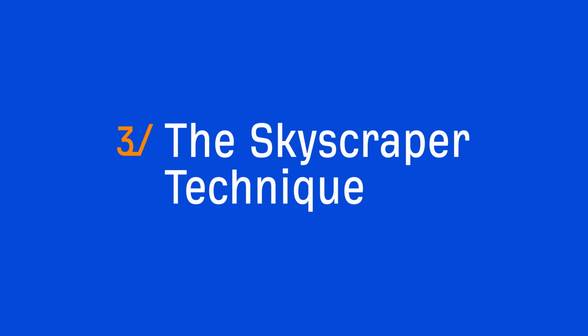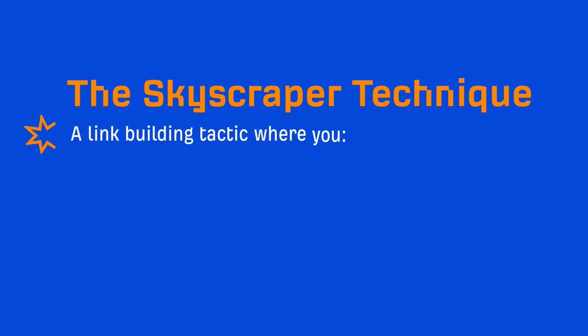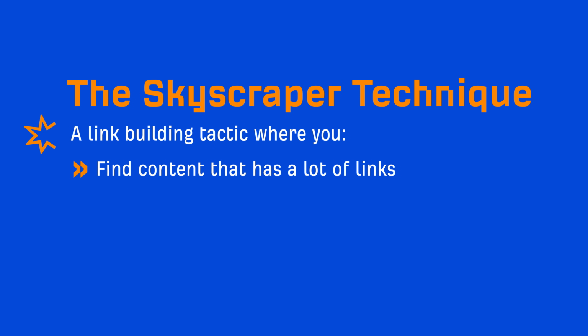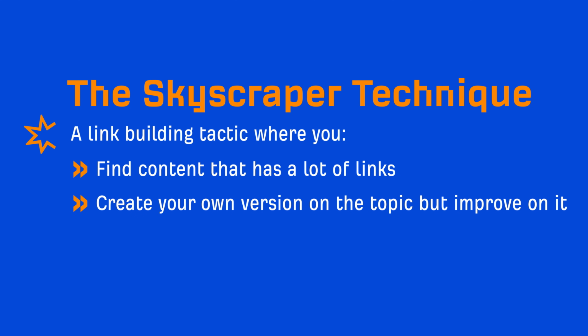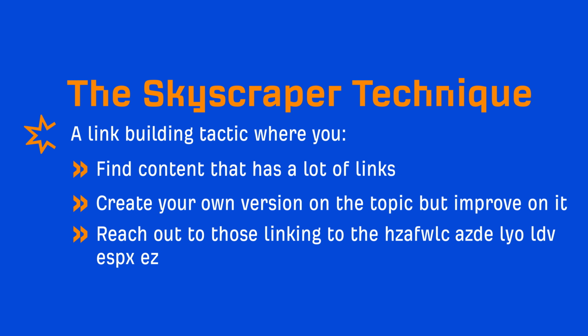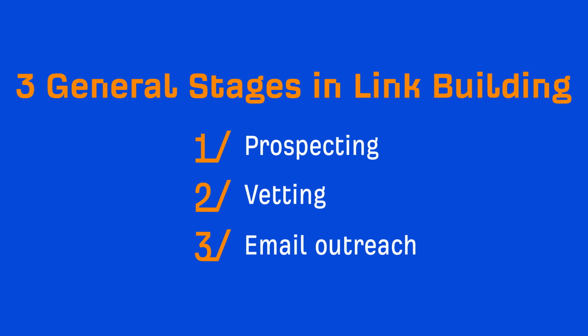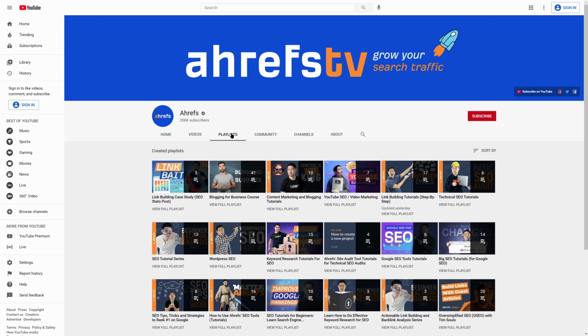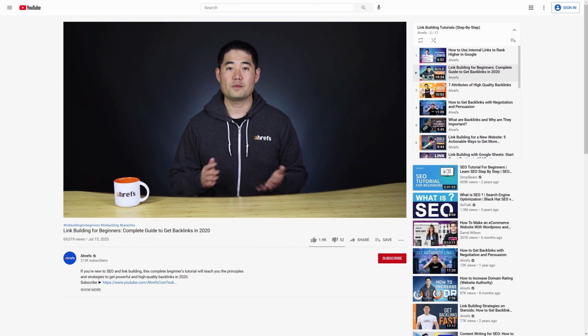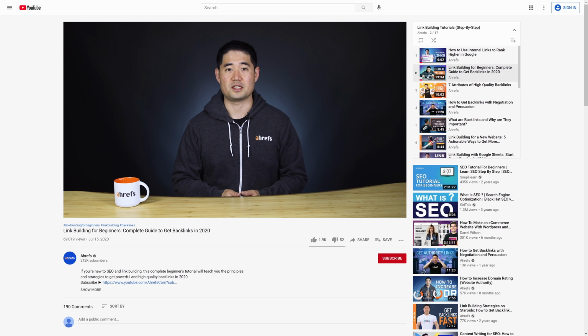The Skyscraper Technique is a link building tactic where you find content that has a lot of links, create your own version on the topic, but improve on it, and then reach out to those linking to the popular post and ask them to link to yours. Now, if we were to go through the prospecting, vetting, and outreach stages, this lesson would be extended another 7 to 8 minutes. So instead, I'll link up a video which will take you through the entire process step by step. In fact, we have an entire playlist dedicated to link building tactics, strategies, and processes. So I highly recommend watching that too.